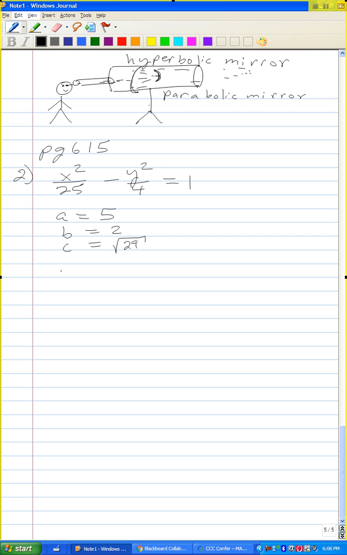The center of my hyperbola is going to be at the origin. The equation of my asymptote is just y equals plus or minus b over a, 2 over 5 x. So let's graph this.